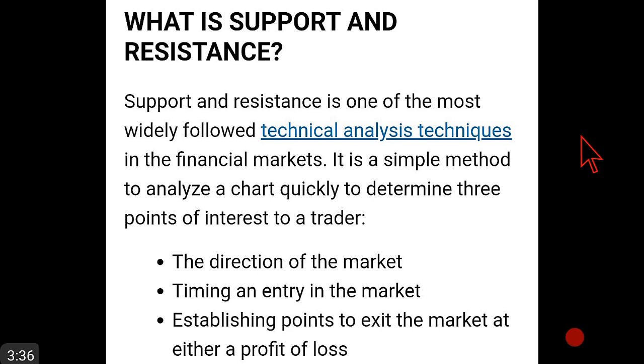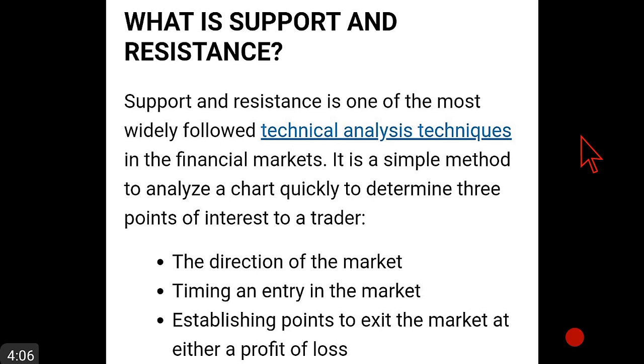In the financial market, like I said, it's a simple method to analyze a chart quickly to determine three points of interest to a trader. There are basically three points of interest that support and resistance help a trader to get. Please note this. Number one is the direction of the market. With support and resistance, you can get the direction of the market. I will show you very soon.